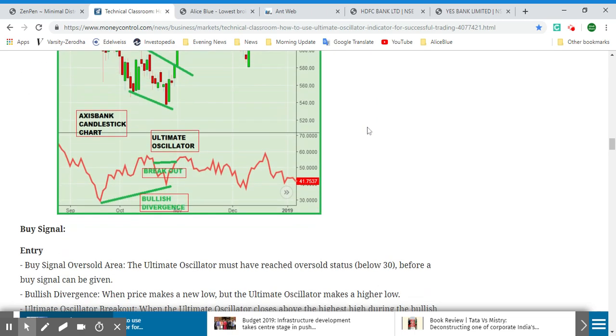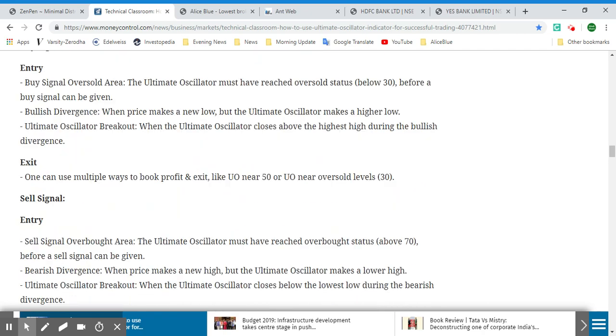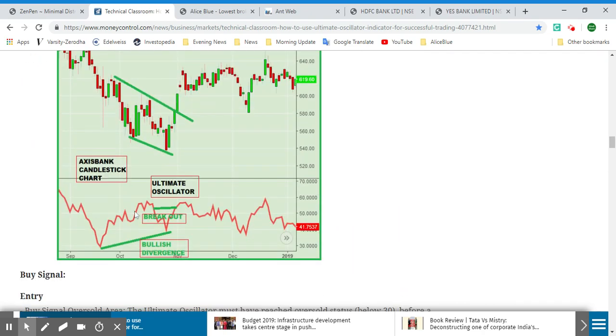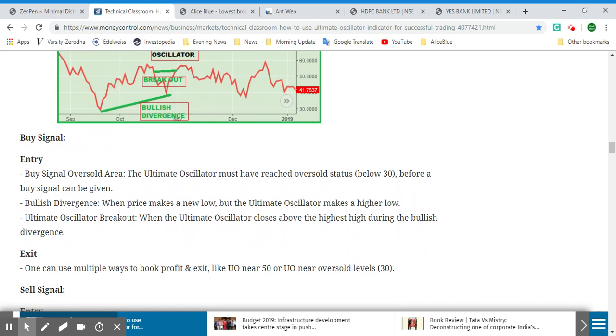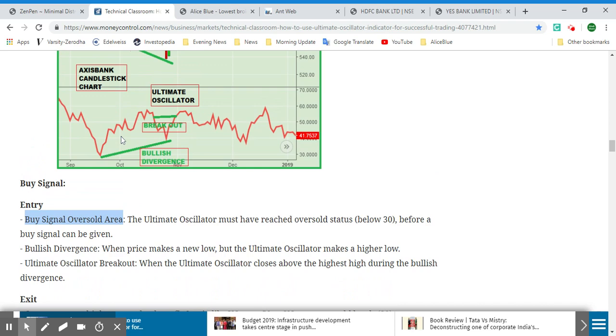So let's see some of the strategies given here. This is the Axis Bank daily chart. In this example, we have the ultimate oscillator. Let's look at the buy signal, how it is created. The buy signal, oversold area: the ultimate oscillator must have reached the oversold status, which is below 30, before a buy signal can be given, when the price makes a new low but the ultimate oscillator makes a higher low.